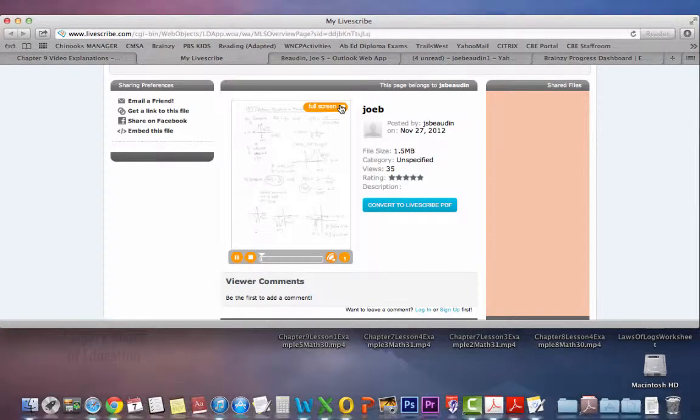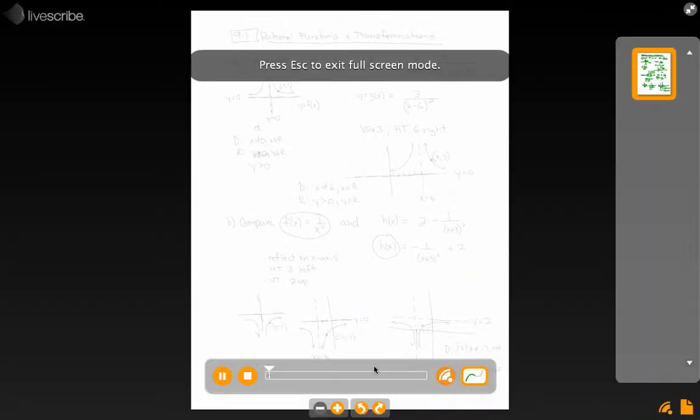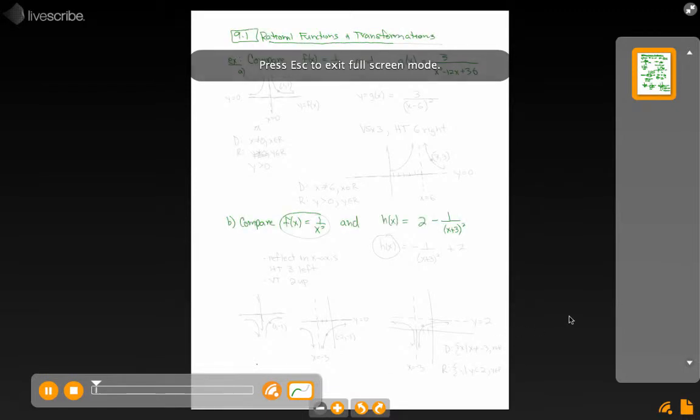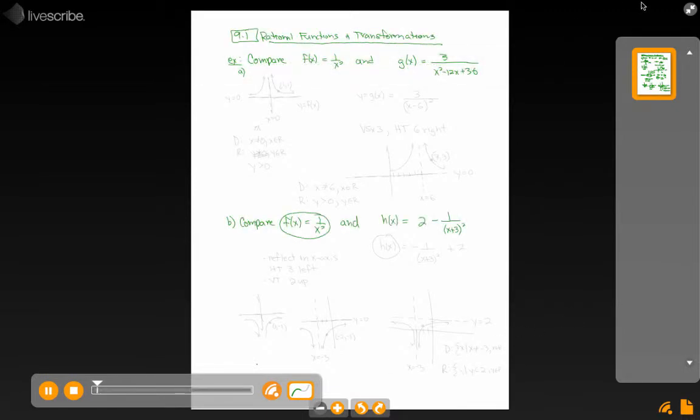This example comes out of section 9.1. We're dealing with rational functions and transformations. Very open-ended instructions. Realistically on a test you'd be given a bit more than this, but I'm just asked to compare f of x equals 1 over x squared and this other function g of x equals 3 over x squared minus 12x plus 36. And then in question B, a very similar example, just with a different function to compare it to.